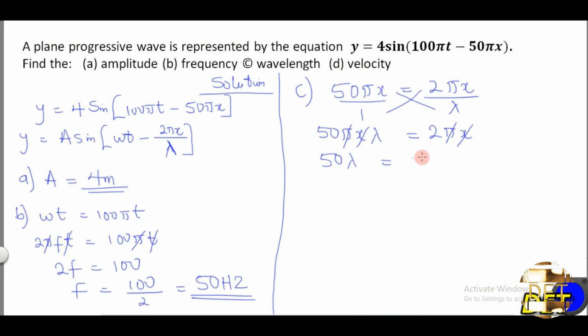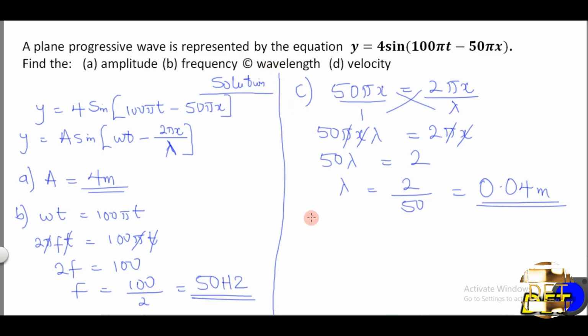50λ is equal to what? 2. So what I will now do is to divide both sides of the equation by the coefficient of this lambda, which is 50. So λ will be equal to 2 divided by 50, and 2 divided by 50 will be equal to 0.04 meters, right? So this is my answer to this question C.